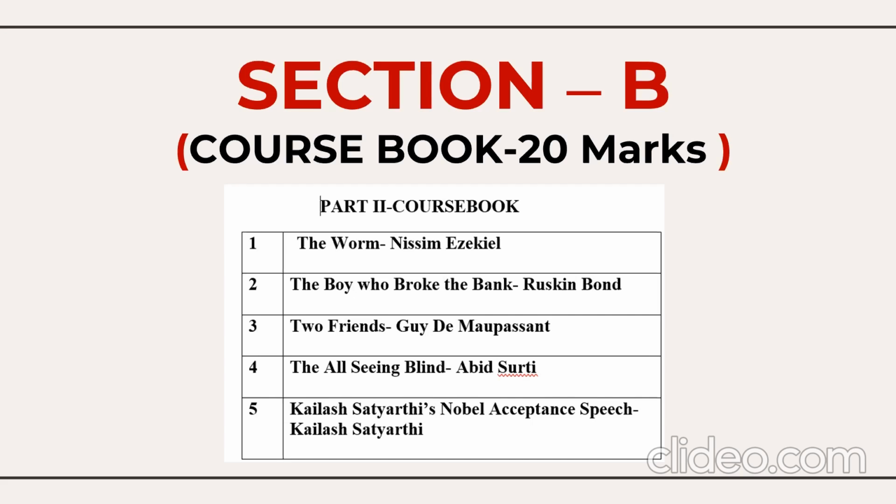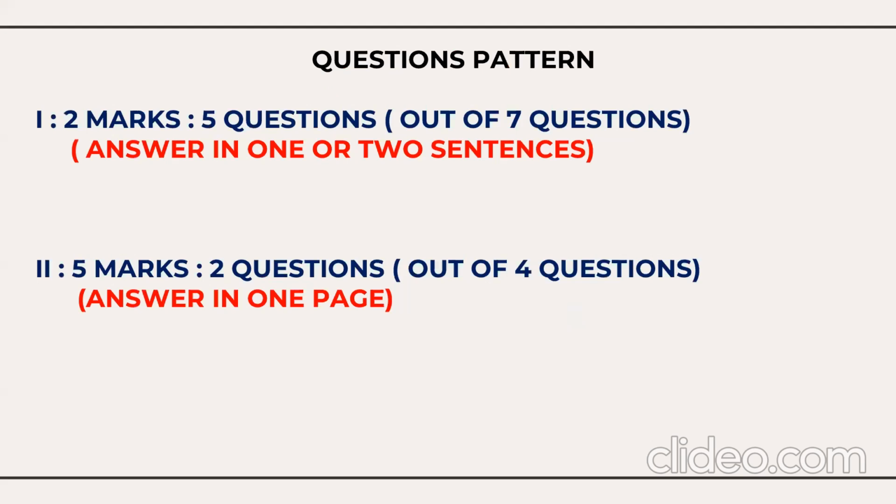Now we have the second part of the question paper, that is called here course book, which has the weightage for 20 marks. And you have your 5 lessons, and how the questions will be asked here: 2 marks, 5 questions, 5 marks, 2 questions. You don't have 10 marks questions here. So you need to remember the summary of each and every chapter.